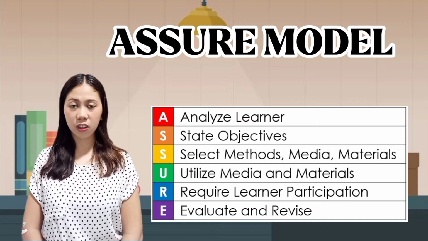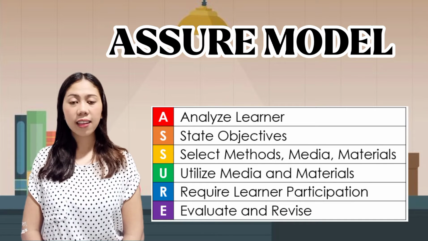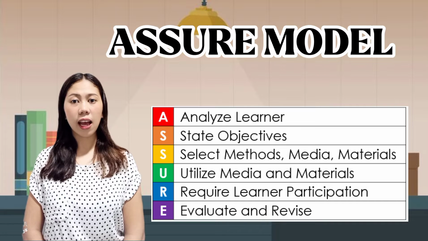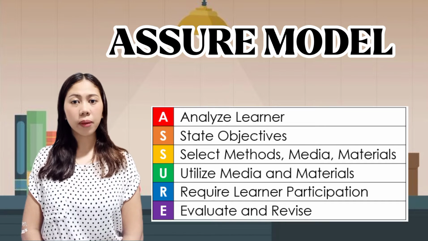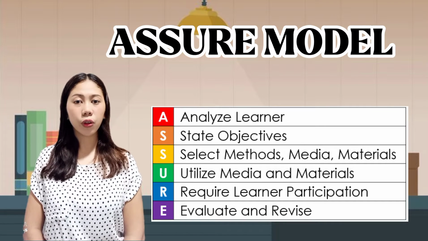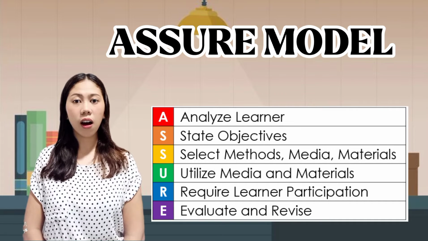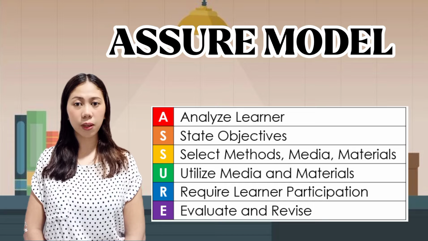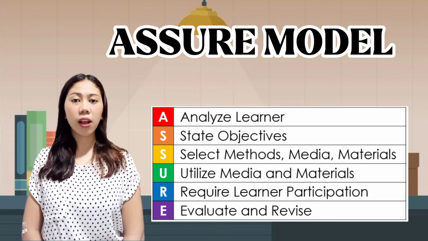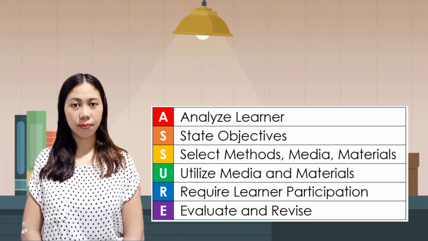A. Analyze learners. S. State objectives. S. Select methods, media, and materials. U. Utilize methods, media, and materials. R. Require learner participation. And E. Evaluate and revise. That's the end of my topic. My groupmate will explain to you the 6 steps of the ASSURE model.